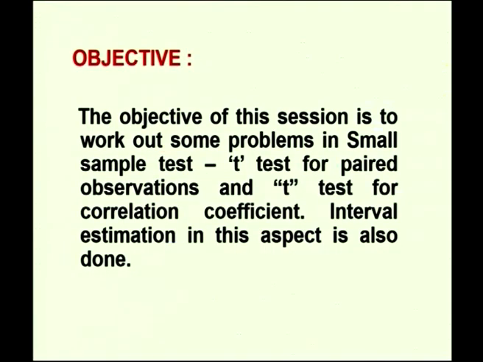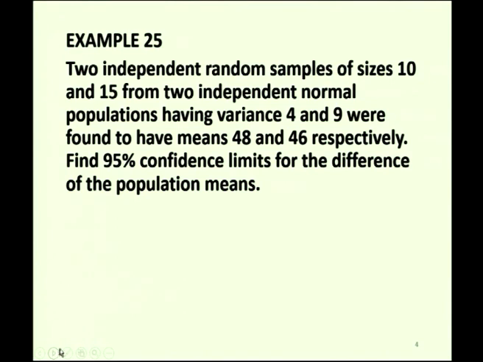The objective of this session is to work out some problems in small sample test, that is, t test for paired observations and t test for correlation coefficient. Interval estimation in this regard is also done. So, continuing with the t test for difference of means, the interval estimation problem is worked out as follows. Since this is an interval estimation problem, we need not set up a null hypothesis, alternative hypothesis, etc.